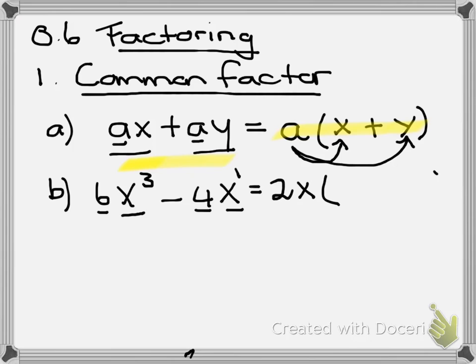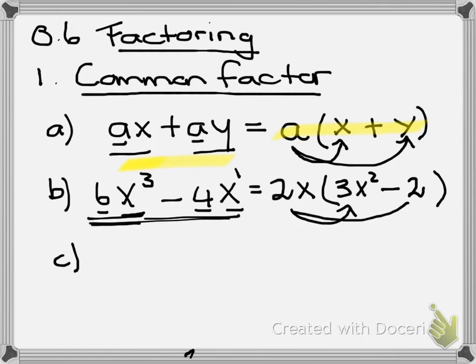Now we're going to have parentheses again. 2x times what gives me 6x cubed? 2x times 3x squared gives me 6x cubed. Minus, 2x times what gives me 4x? 2x times 2. So there are the factors. We can always check it after we've factored it: multiply it out, distribute, and see if you get this side.